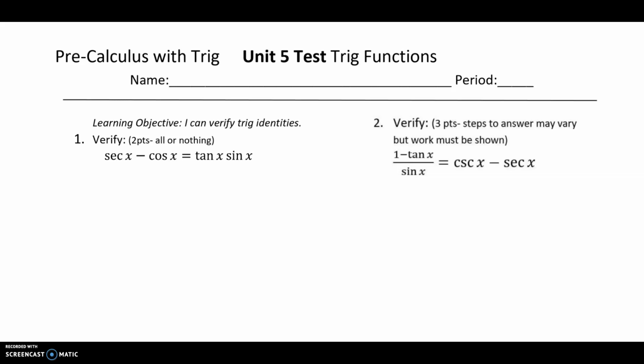Remember that when we verify a trig identity, that means we are going to change the left-hand side or the right-hand side or both to make them match, but we're not going to move things across that equal sign. So my first step might be changing secant to 1 over cosine.